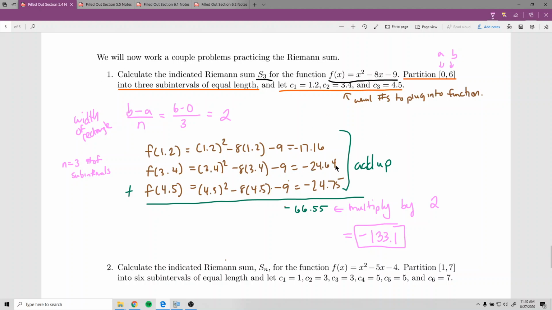All right, now you can also check that as far as the c values go, they make sense, because if you partition 0 to 6 into 3 equal lengths, the first one would be from 0 to 2, that's where 1.2 fits. The second one would be from 2 to 4, which is where 3.4 fits. And the third one would be from 4 to 6, which is where 4.5 fits. But once again, in this section, you're not doing any calculus. When you compute the Riemann sums, plug in the function values given, add them all together, and then multiply by the b minus a over n.